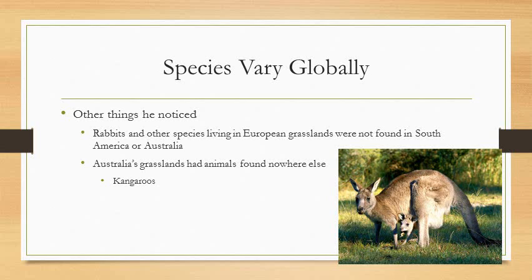So that's what I have pictured here. And these kangaroos were only found in Australia, not anywhere else. And in Europe, there were only rabbits that he was seeing in that area, and the grasslands were different. So once again, everywhere he traveled, he found different types of species in either different or similar habitats.